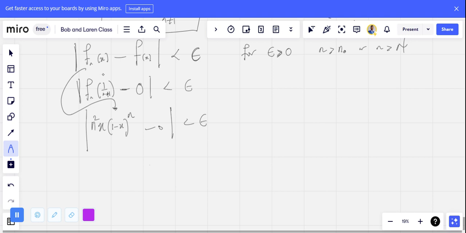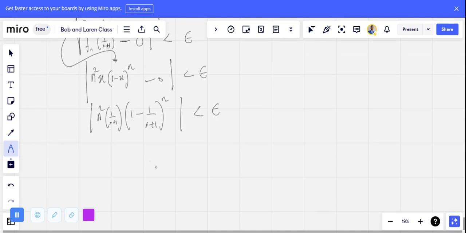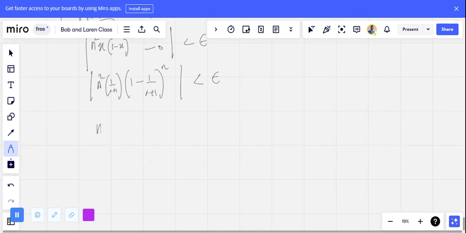So if I set my x to be equal to 1 over n plus 1, that means I will have n squared times 1 over n plus 1, then 1 minus 1 over n plus 1, raised to the power of n, minus 0. Is it less than epsilon? So let's check. So I have n squared times 1 over n plus 1 times 1 minus 1 over n plus 1 raised to the power of n. I already took epsilon to be 1 over 2.